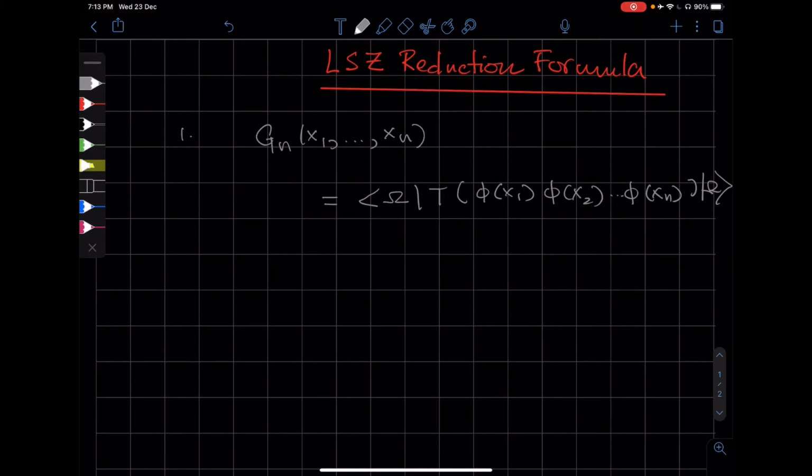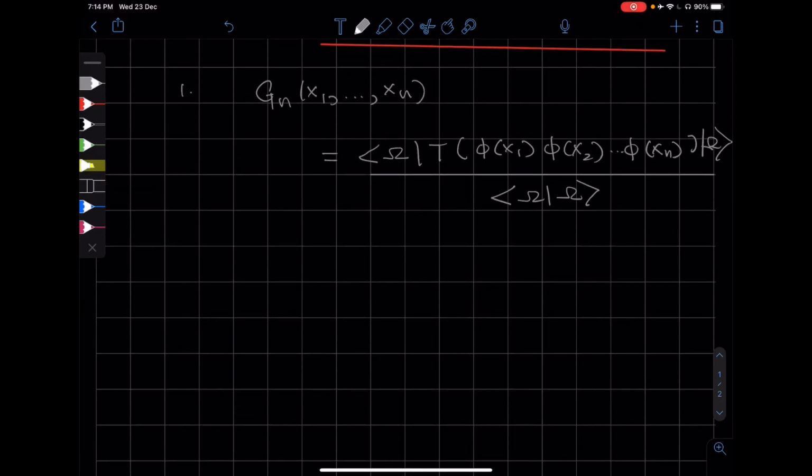And if our state is not normalized, we have to divide it by the norm of the vacuum. But of course, we can take this to be normalized. So this, we have claimed, is one of the most central objects in quantum field theory, and it contains, in principle, a lot of information about the quantum field theory.